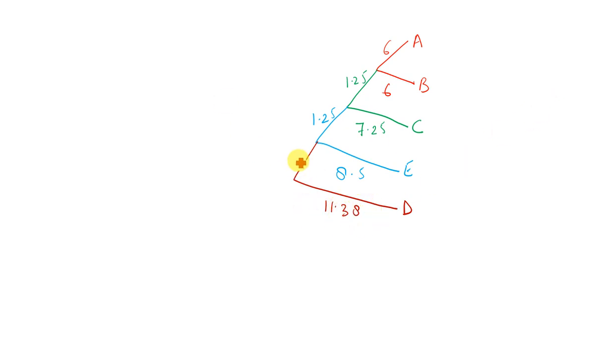So what value will come here? 11.38 minus this value, because till here we have this 8.5. So minus 8.50 gives 2.88. So if I write here, it is 2.88. So this is my final tree using the UPGMA method.